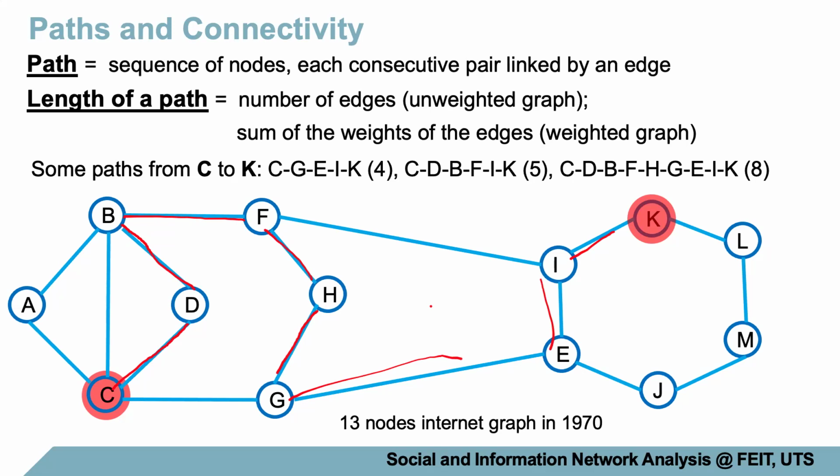One thing to mention here is that this 13-node graph is actually a very famous graph. The name is ARPA network, which is the first public packet-switched computer network. Before it was a telecommunication network. This is the first computer network, which was first used in 1969.